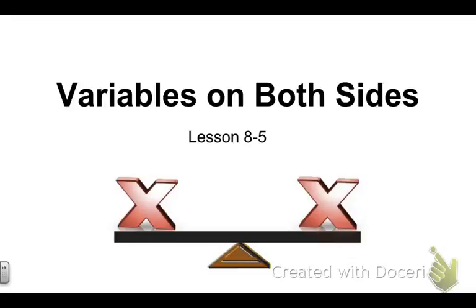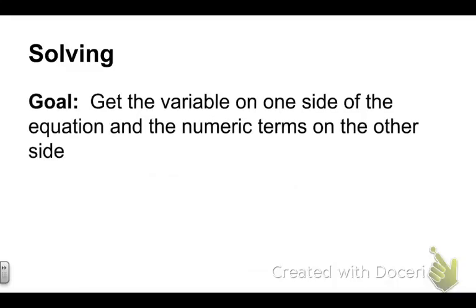So today we have variables on both sides, and let me tell you a little secret here. People might think that this looks complicated and it's too hard for them. It's not if you know one little secret, and that's your goal for solving. All you have to do is get the variable on one side of the equation and the numeric terms, the numbers, the constants, on the other side. Once you do that, you're golden.